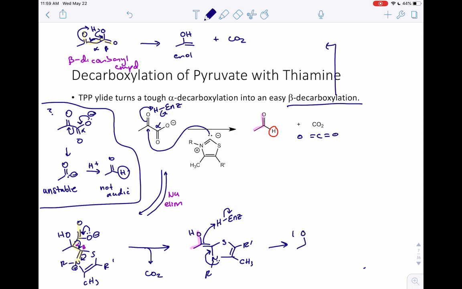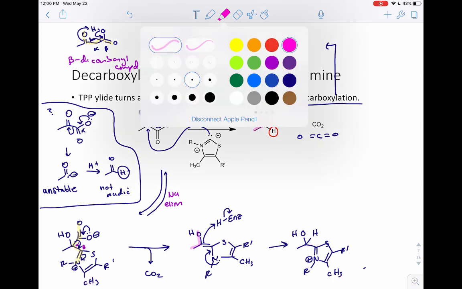So now we have all of the atoms in acetaldehyde intact, and then you can also see that you've regenerated an intermediate that looks a lot like what initially added to the carbonyl, right? So if you're looking right here, this looks a lot like that. In fact, they're the same. So this is a good leaving group.